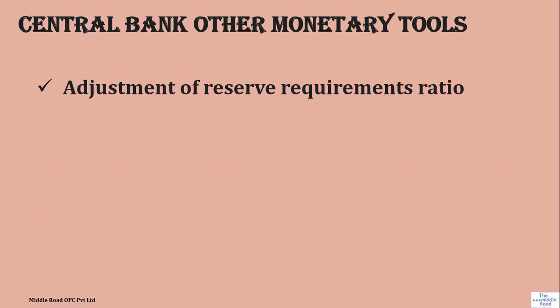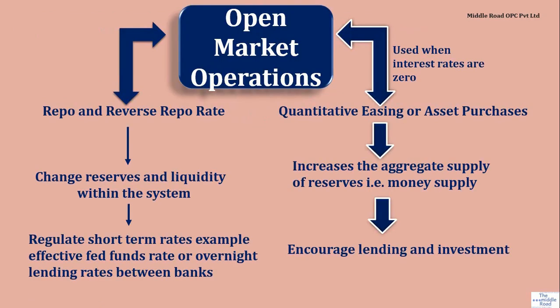Now when we are using other monetary tools, there's also adjustment of the reserve requirement ratio. This is just to give you another aspect of the monetary tools central banks use. There are quite a few tools. The Fed has now come out with many tools which you could go and discover yourself. When we are talking about open market operations, this is actually very important. We need to understand how the central banks operate in open market operations.